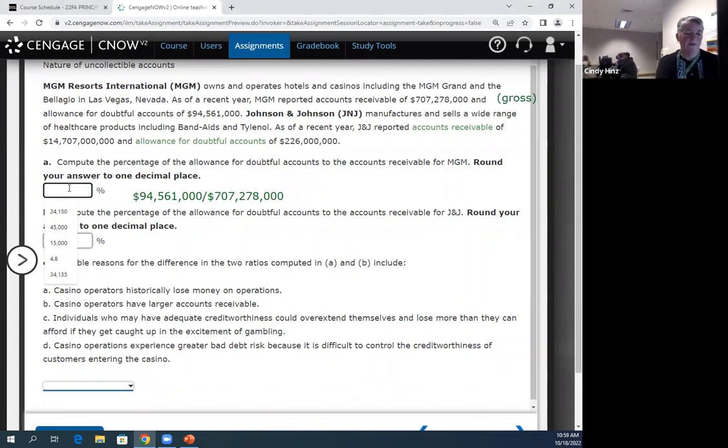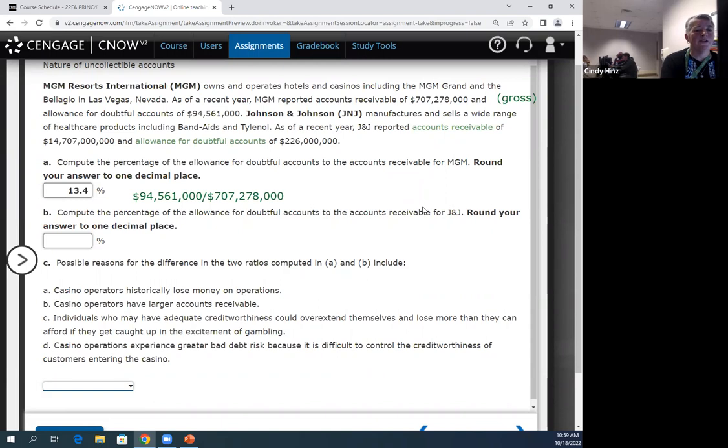So what did you get? Anyone have a number for that? Thank you. 13.4%. So for every dollar that MGM is owed right now, just the two of you guys on the team. Okay, good luck. For every dollar that MGM is owed, there's about 13.4 cents that they don't think they're actually going to collect.